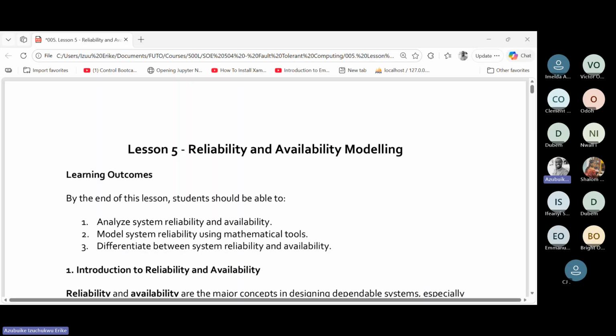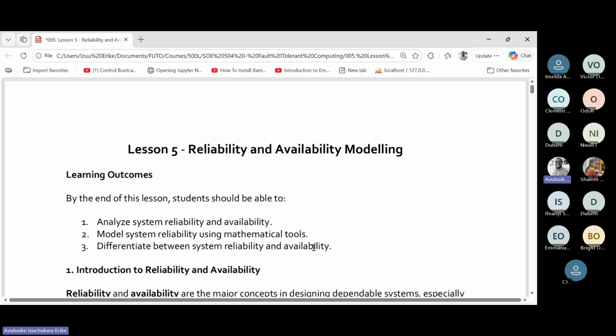We are going to be looking at system reliability and availability modeling. That's what we're going to be looking at. It's not going to take our time.